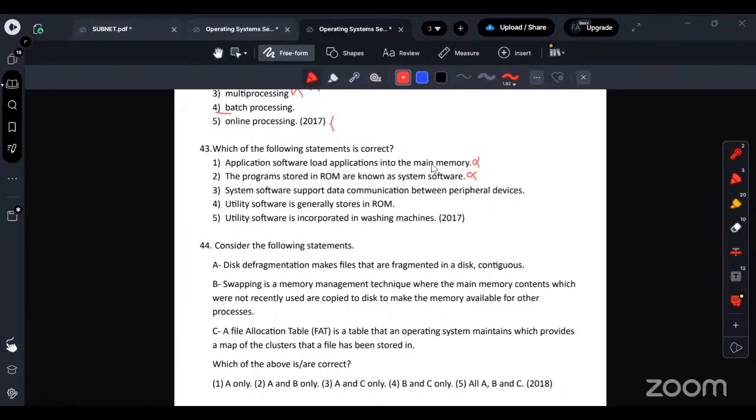Firmware, right? Remember? Forgot. Basics. Programs stored in read-only memory are known as firmware. BIOS and all. Okay, I hope that was clear.